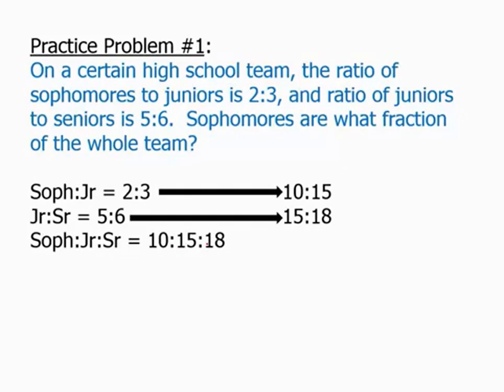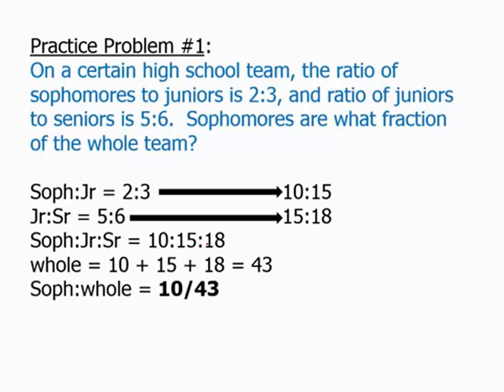And of course, if sophomores are 10 parts, juniors are 15 parts, and seniors are 18 parts, we can find the whole just by adding the parts. The whole is 43. And so this means that sophomores to the whole would be 10 over 43. And so that one we can find purely from strategy 1, just combining the two ratios, finding equivalent fractions.